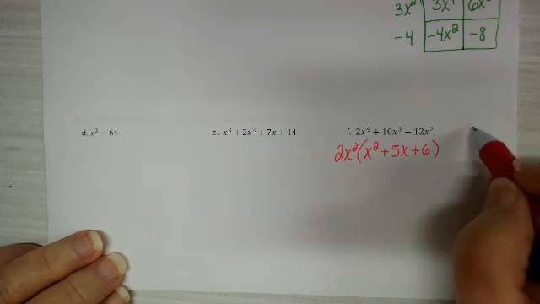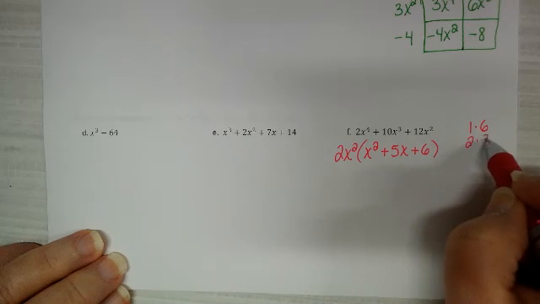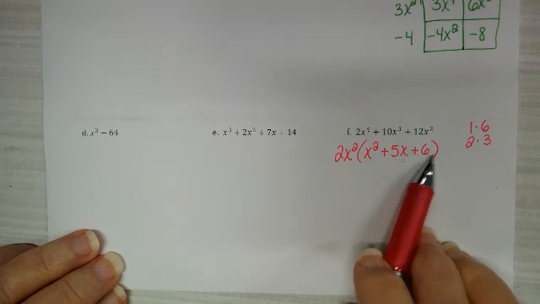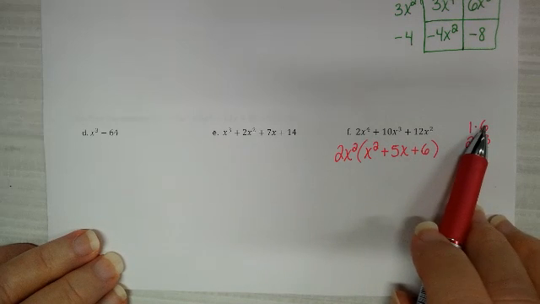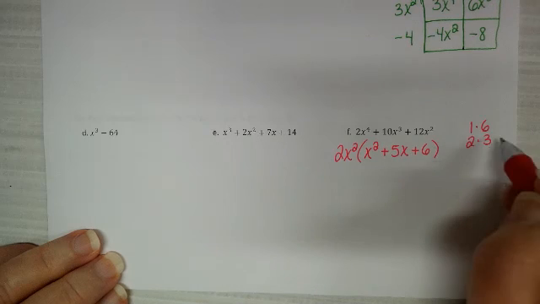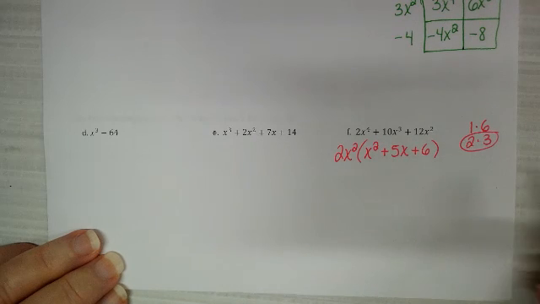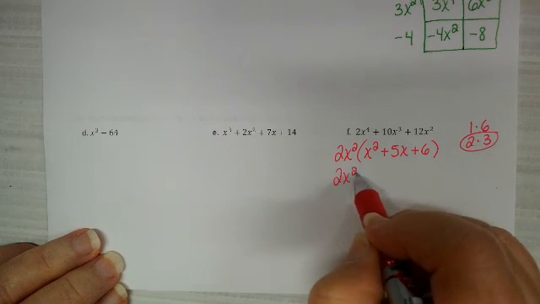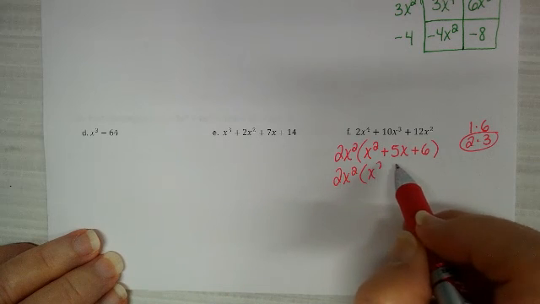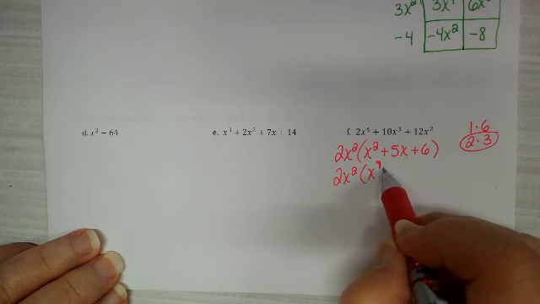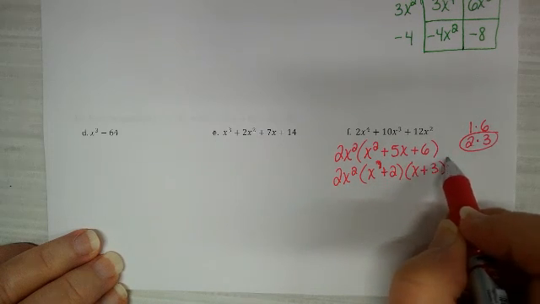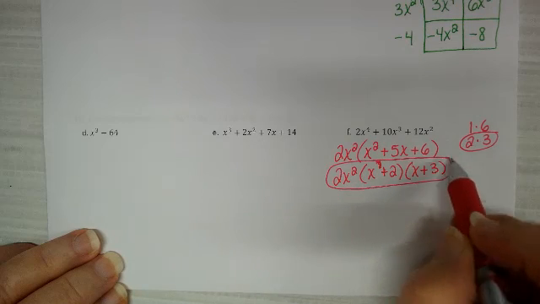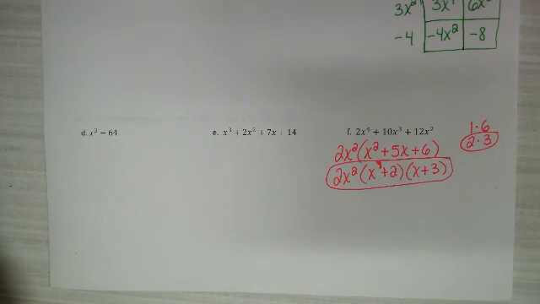Oh, we talked about 6 earlier. Remember, it could be 1 times 6 or 2 times 3. Notice this is a positive 6, so they're going to be the same signs. If I add 1 and 6 together, I get 7. If I add 2 and 3 together, I get 5. So I'm going to use 2 and 3 this time. So x squared, just x, plus 2, no, that is x plus 3, sorry. And there is my factored completely.